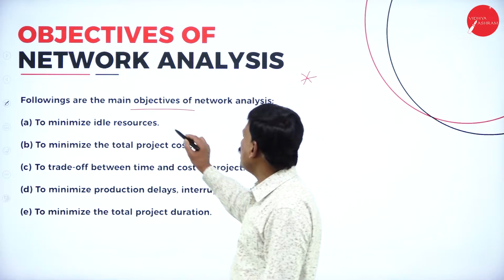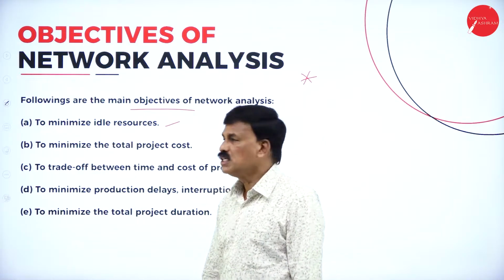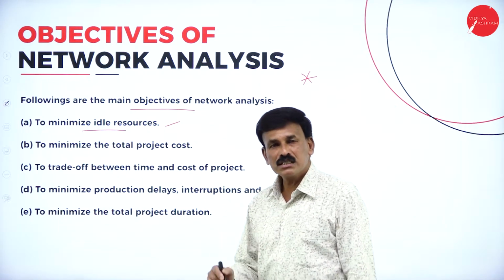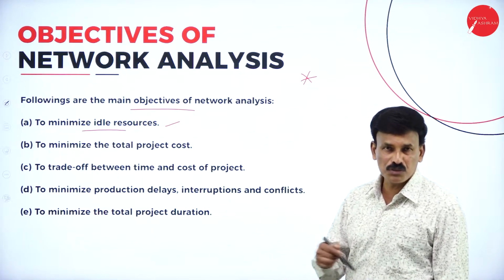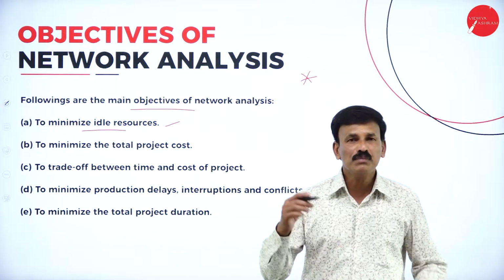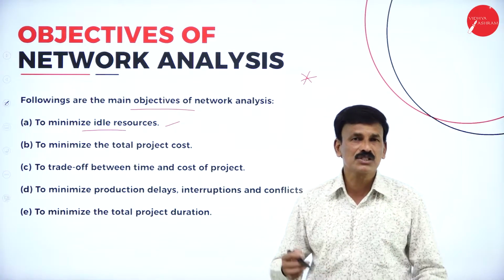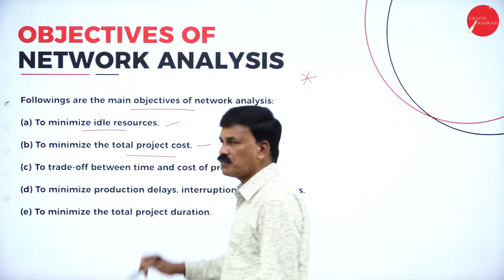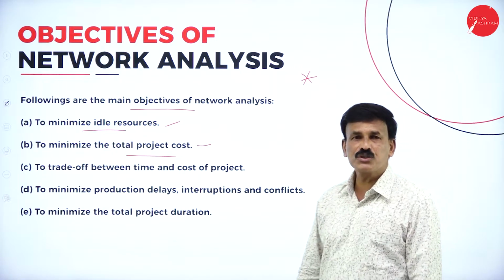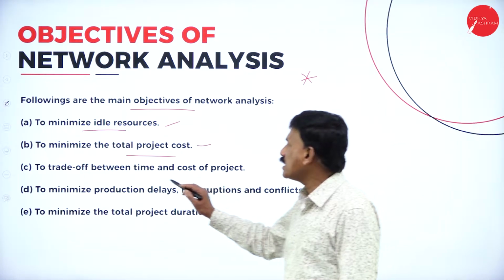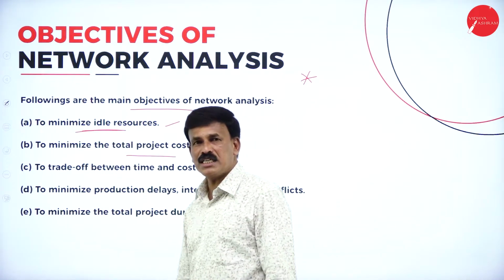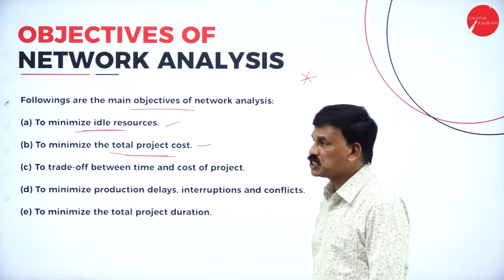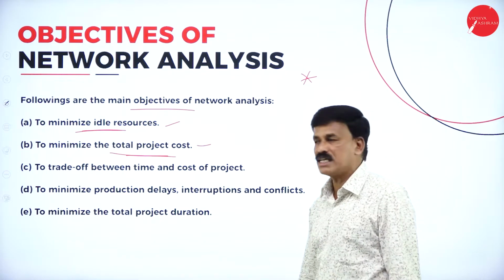The first objective is to minimize the idle resources. So, we have to minimize whatever idle resources are present. Next, to minimize the total project cost, that is, the cost of the total project is to be minimized. So, one is to minimize the idle resource, another is to minimize the total cost of the project. These are very important objectives in network analysis.